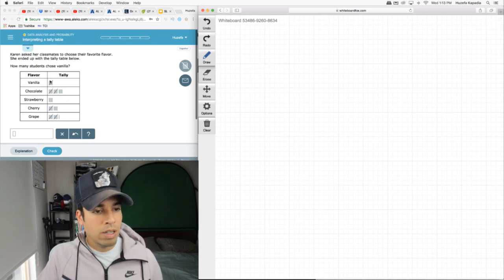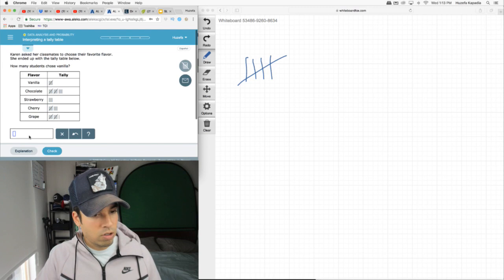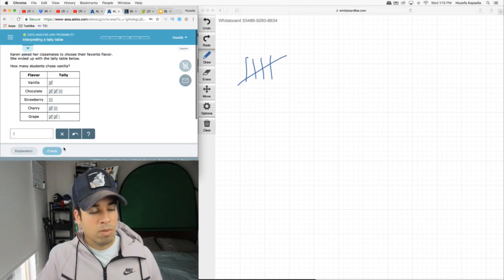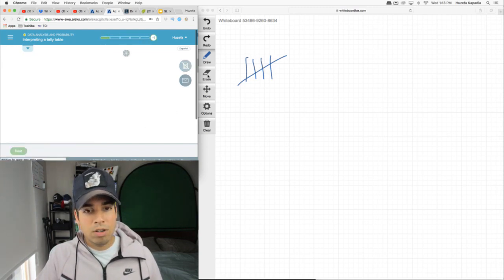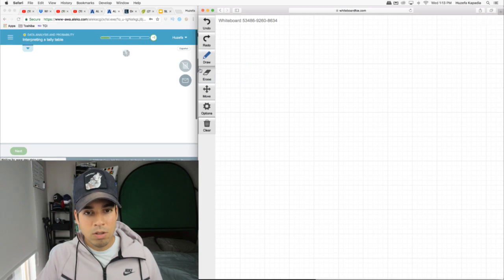So now let's look at vanilla. How many students chose vanilla? It's just one of these nice packets of 1, 2, 3, 4 in the diagonal, which is 5. So the answer is 5. All right, let's go to the next one.